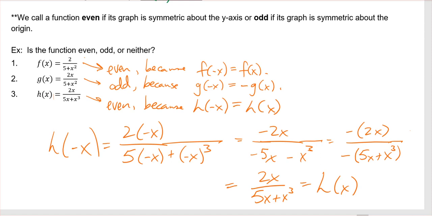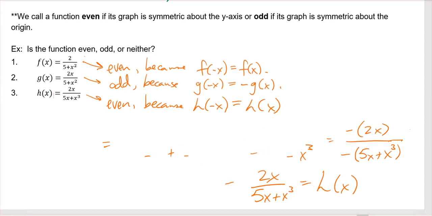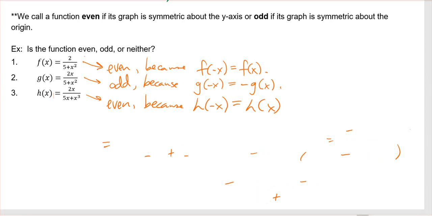Okay, great. So we didn't have one that was neither, I guess. So maybe we can manufacture one that's going to come up with neither symmetry. So how about let's add one here. Let's say k of x is the square root of x minus 5.